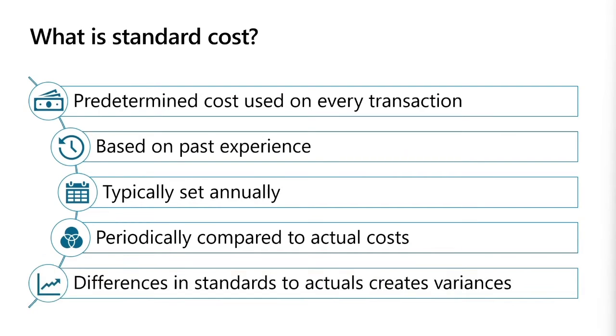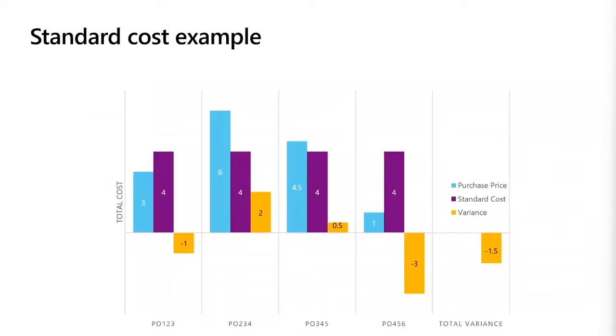The difference between standard cost and the actual cost of a transaction is called a variance. For proper control and performance measurement in an organization, variances should be measured and analyzed to determine standard cost accuracy. To understand better how standard cost works, let's look at the following example.